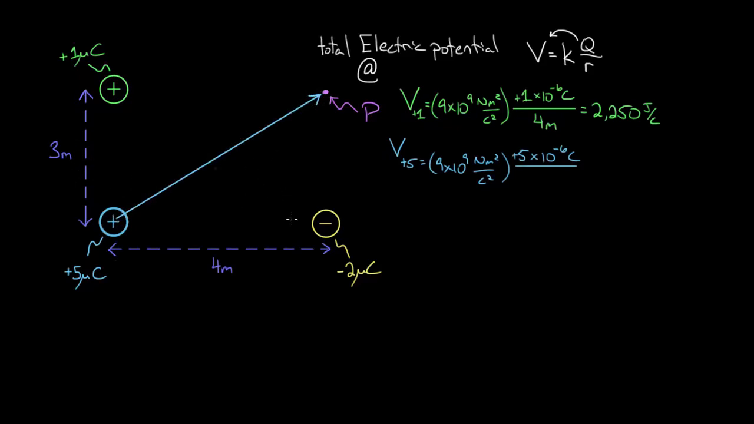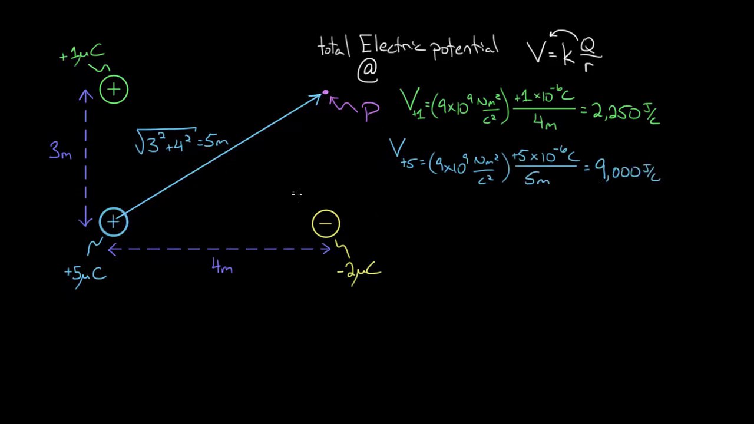What is that going to be? Well, if you imagine this triangle, you've got a 4 on this side. You'd have a 3 on this side, since this side is 3. To find the length of this side, you can just do 3 squared plus 4 squared, take a square root, which is just the Pythagorean theorem. And that's going to be 9 plus 16 is 25, and the square root of 25 is just 5. So this is 5 meters from this charge to this point P. So we'll plug in 5 meters here. And if we plug this into the calculator, we get 9,000 joules per coulomb.